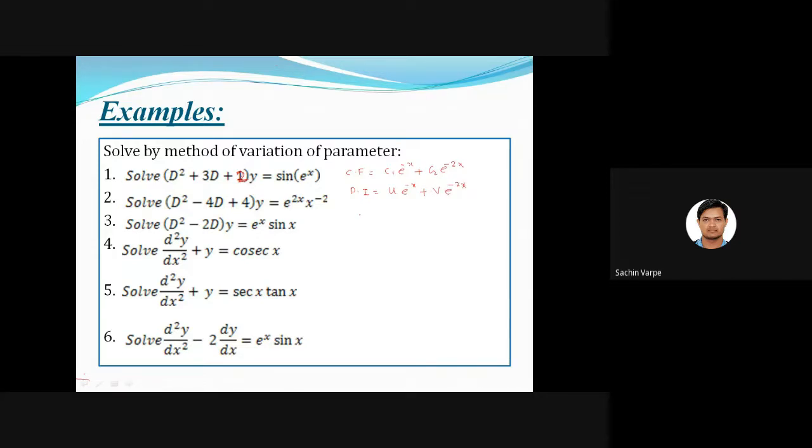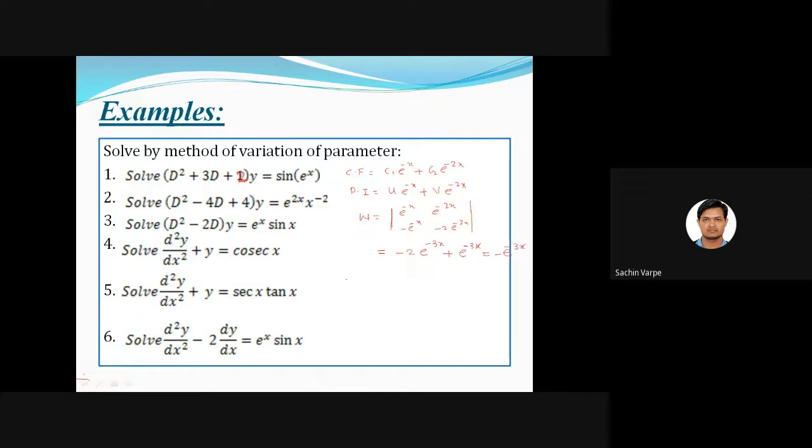where w, that is Wronskian, is e to the power minus x, e to the power minus 2x, and their derivative, that is minus e to the power minus x, minus 2 e to the power minus 2x. So calculate this determinant. What is the value? Minus 2 e to the power minus 3x plus e to the power minus 3x. Is it correct? Please check. So that would be minus e to the power minus 3x.